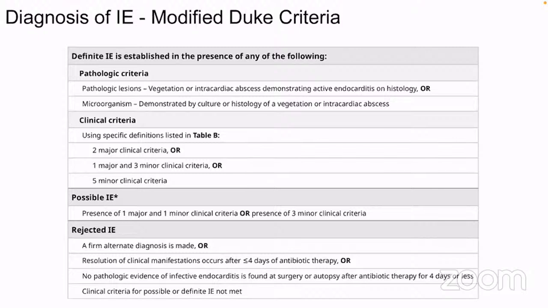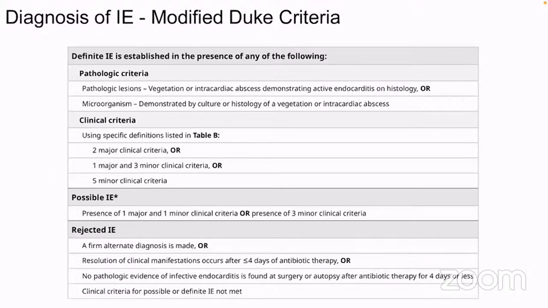For the clinical criteria, to have a definitive diagnosis of infective endocarditis, we have to have two major clinical criteria, or one major and three minor, or five minor clinical criteria. For possible infective endocarditis, the presence of one major and one minor, or the presence of three minor clinical criteria.